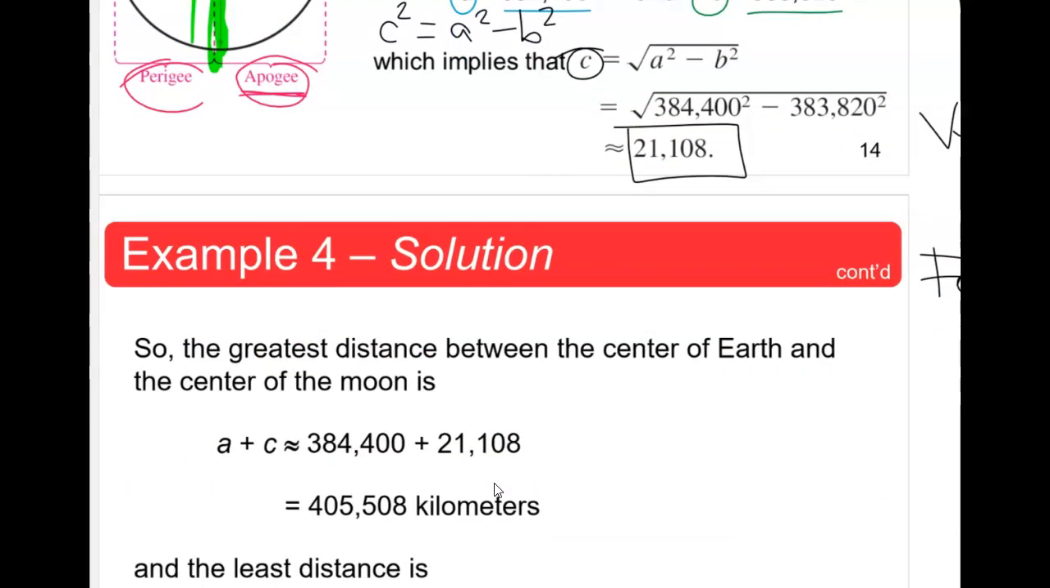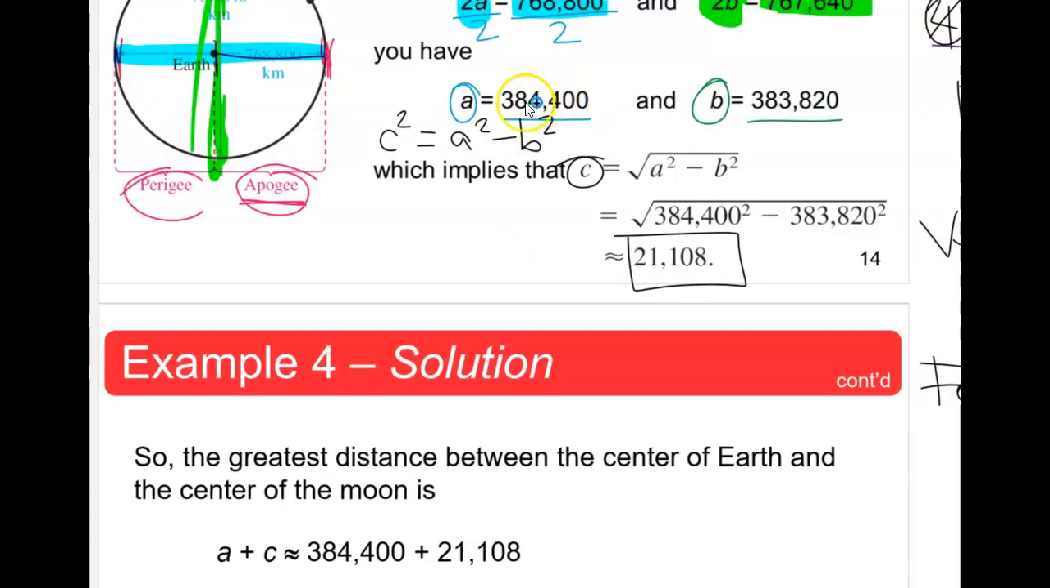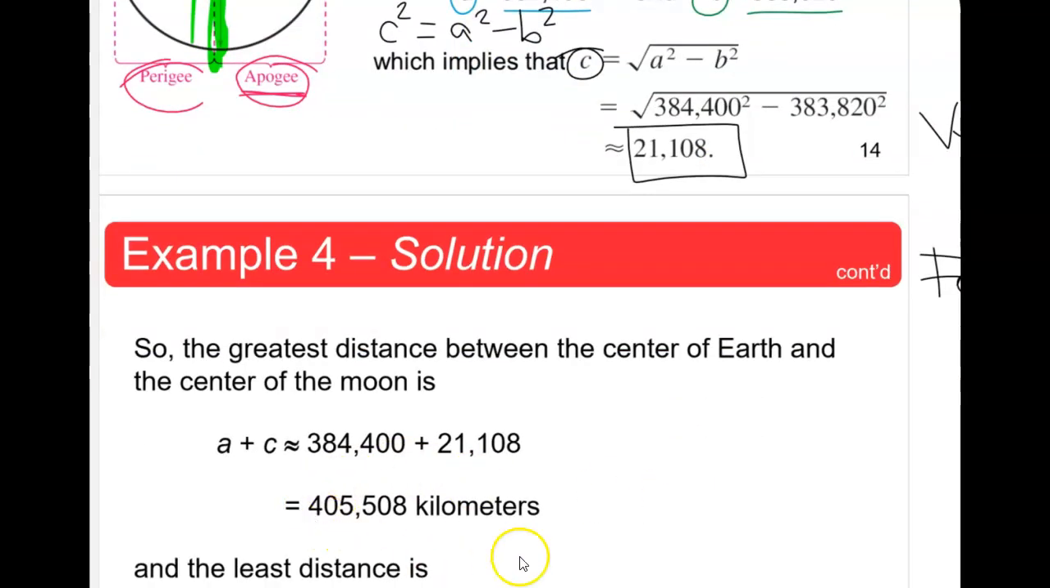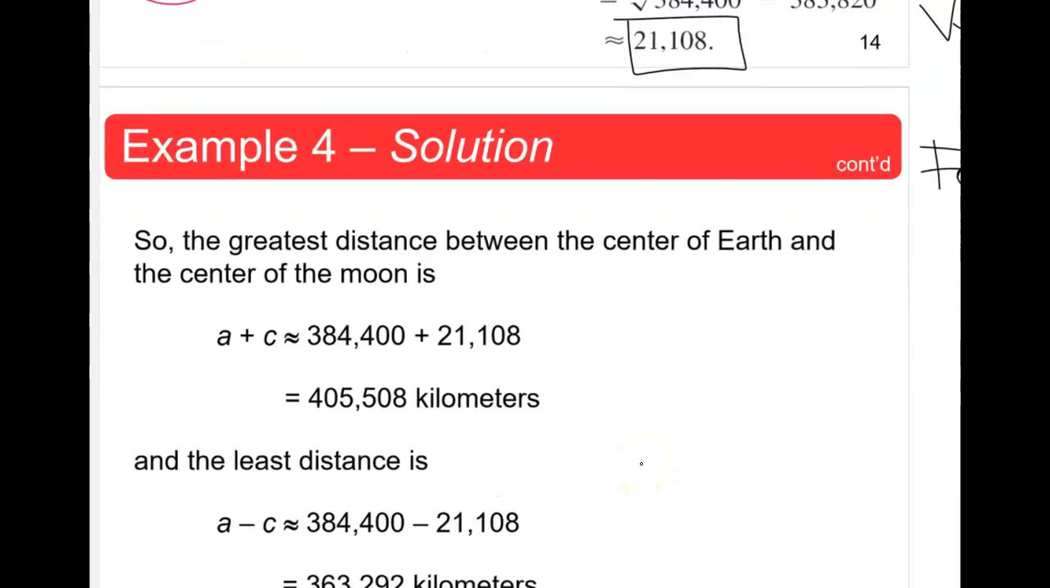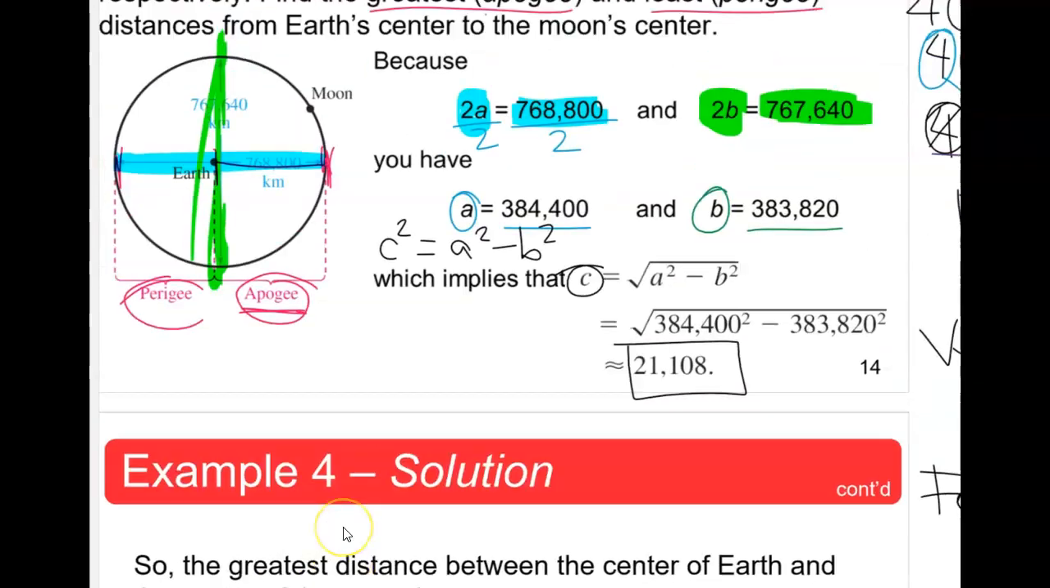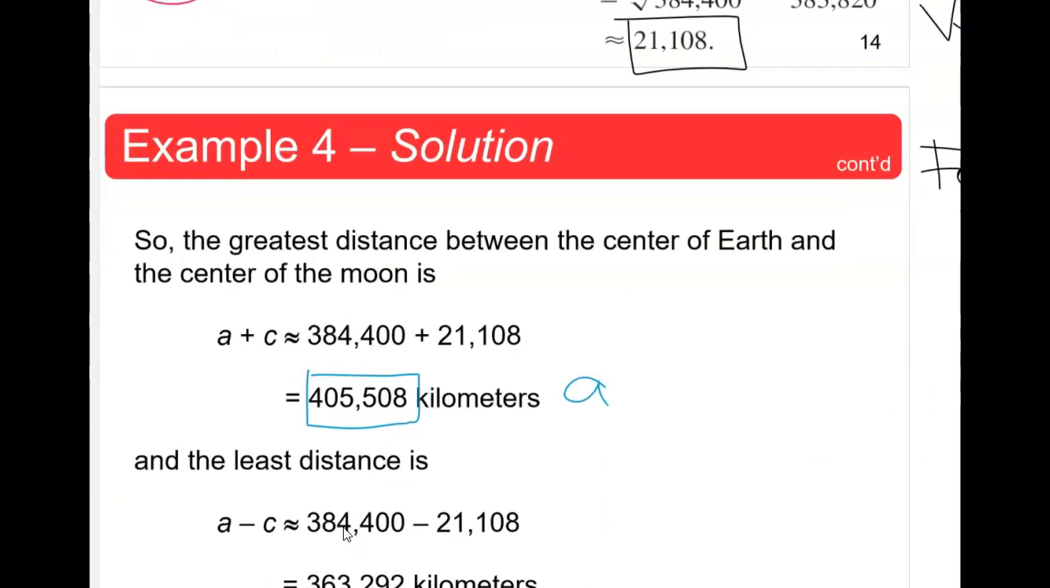So from there, we know that the greatest distance between the center of Earth and the center of the moon is going to be a plus c. And we happen to know both numbers. A is here, c is here. So if we add those two numbers, we will get 405,508 kilometers. So I believe that is the apogee. Yes, the biggest one.